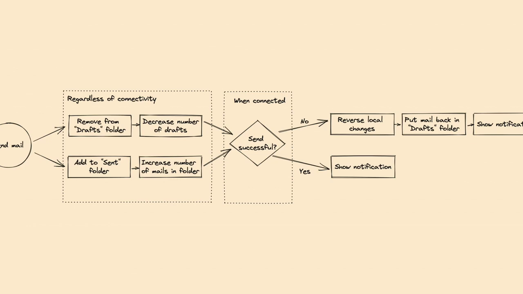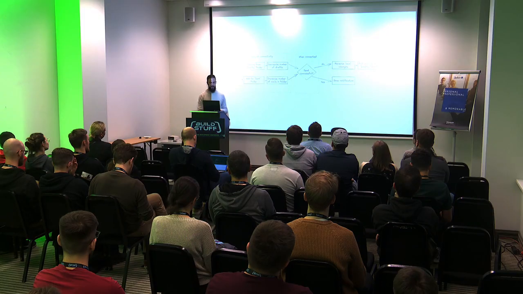And then as soon as we have an internet connection, it should try to send the email. If it was successful, then maybe we show a notification, maybe we don't show anything. If it was not successful, we reverse those local changes, put the email back in the drafts folder and show some kind of notification that it has failed, right? And those kinds of actions are not really possible with Replicache, at least as far as I can tell right now. So we came up with yet another framework.